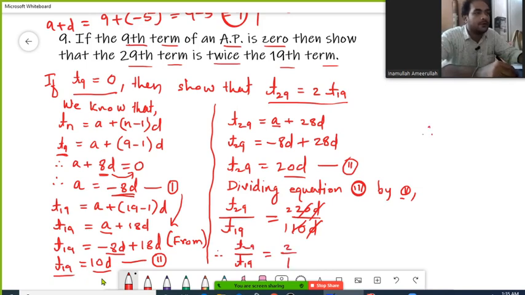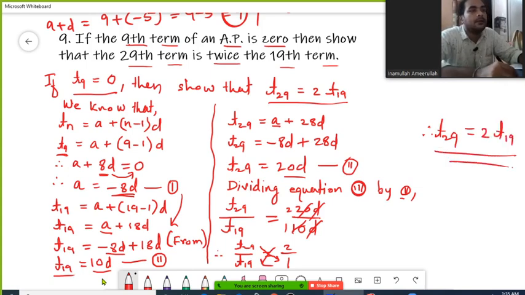So you can cross multiply. Your T29 into 1 will remain as T29, which is equal to 2 into T19, and this is your requirement to prove for this question. So this way we can prove that the 29th term of the given arithmetic progression is equal to 2 times the 19th term. Hope it is clear to everybody.